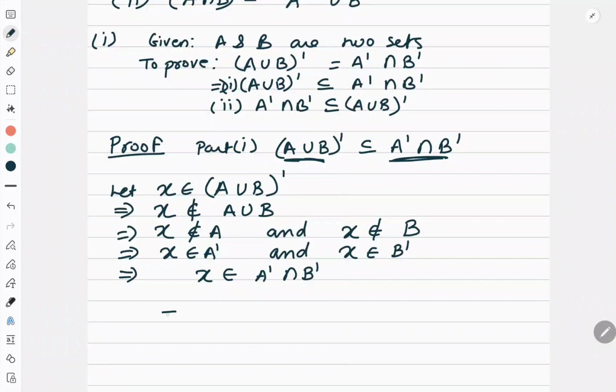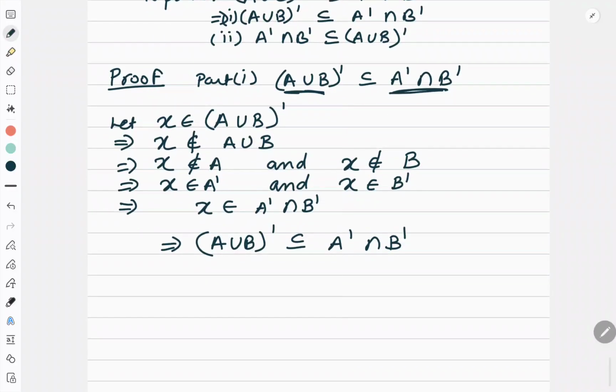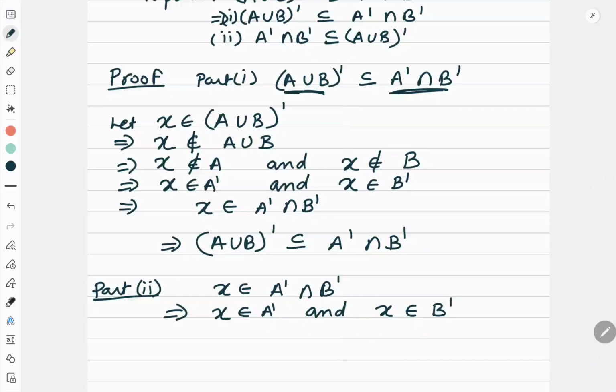Means (A union B) complement is a subset of A complement intersection B complement. Part 1 over. So now I will do part 2. Okay, now what is part 2? Let X belong to A complement intersection B complement. What does it mean? X belongs to A complement and X belongs to B complement.